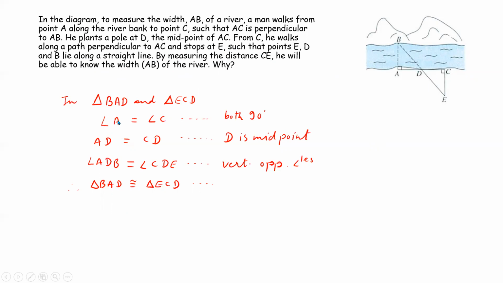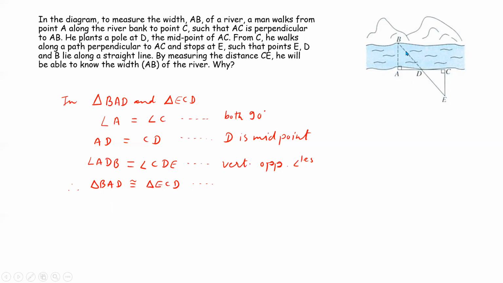So let's look at this. Angle A and angle C, here and here, are 90 degrees. Then what else do we have here? In this case, AD is equal to DC because D is the midpoint. It's already stated in the question. Okay, D is the midpoint. And then angle ADB and angle CDE will be equal to each other because they are vertically opposite angles.